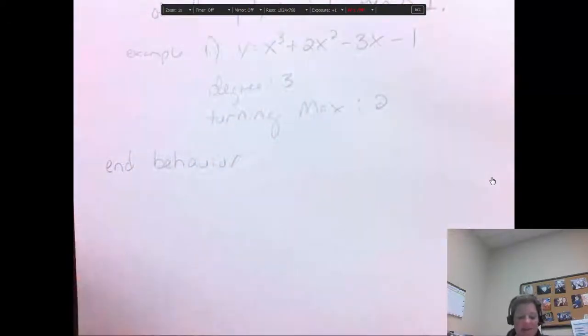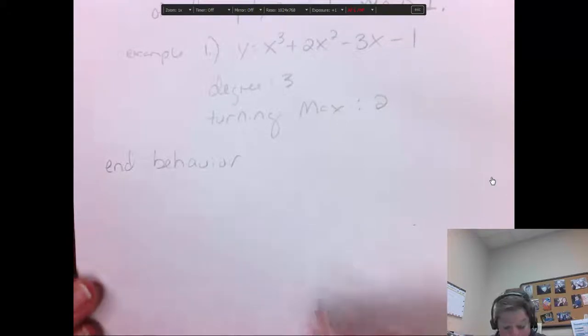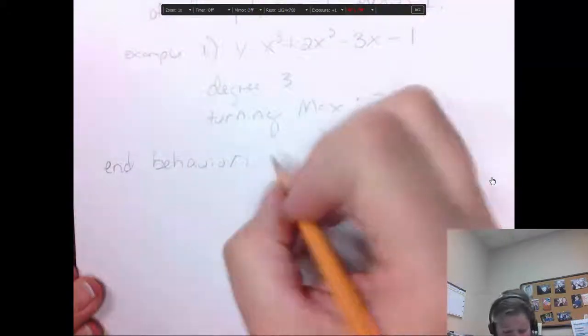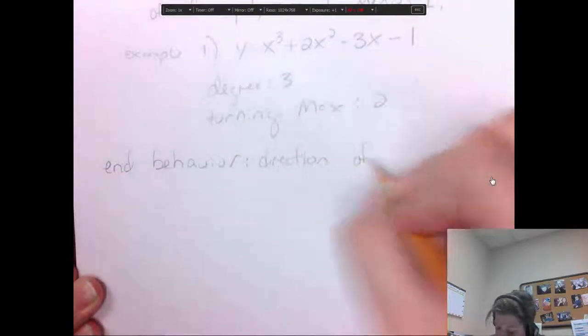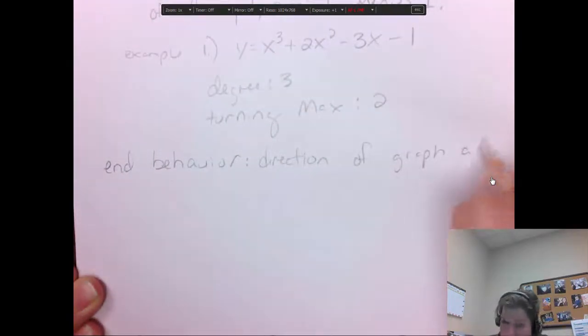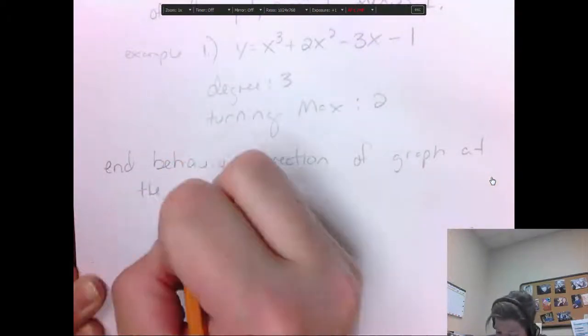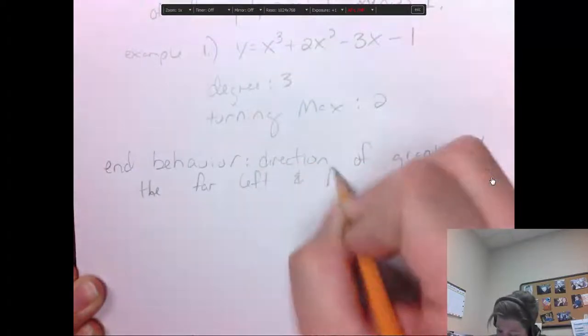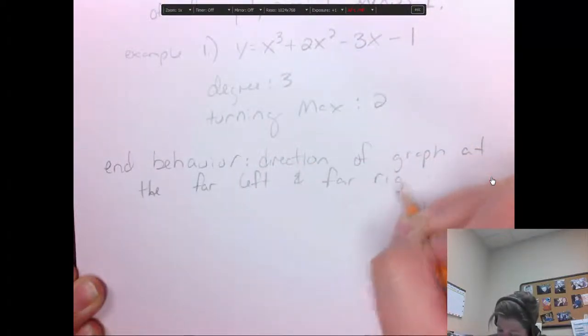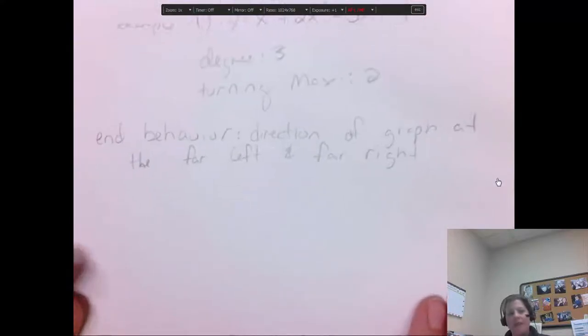Let's look at end behavior. End behavior is the direction on the far left and the direction on the far right of your graph. What is it doing? Is it going up or going down? Is it decreasing or increasing? That's what we're talking about when we say end behavior. So it is the direction of the graph at the far left and far right.